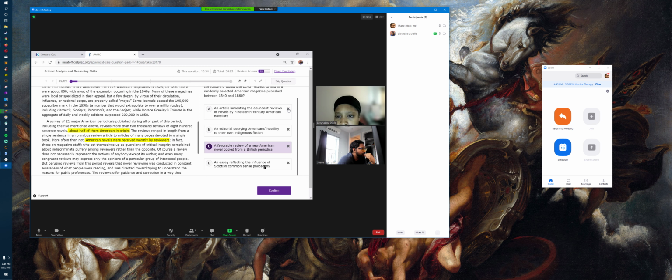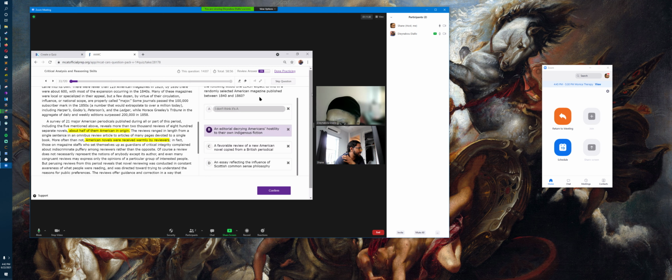An essay reflecting the influence of Scottish common sense philosophy. Okay, what would be the least? They're saying that constant awareness of what people were reading was directed towards trying to understand the reasons for public preferences. And review offered guidance and correction in a way that, so, hmm.